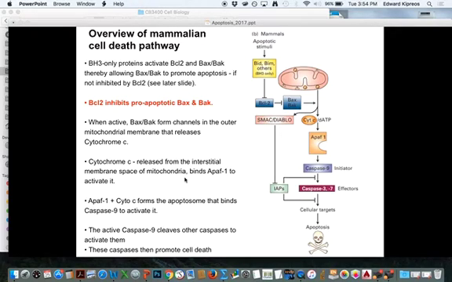So now we're going to focus on how cytochrome C is released to activate APAF1, to form the apoptosome, to activate caspase 9. And we're going to be looking at these components: BCL2, which is anti-apoptotic, and it's got related proteins called BAX and BAK. These things are pro-apoptotic, and they're going to be involved in releasing cytochrome C.